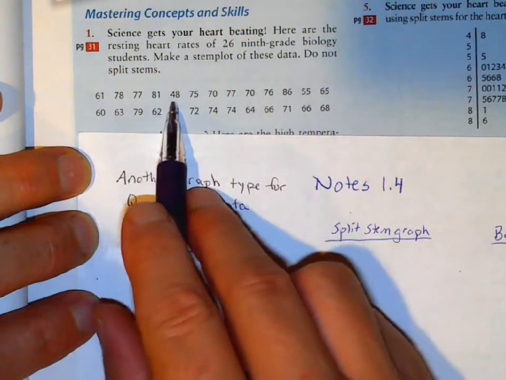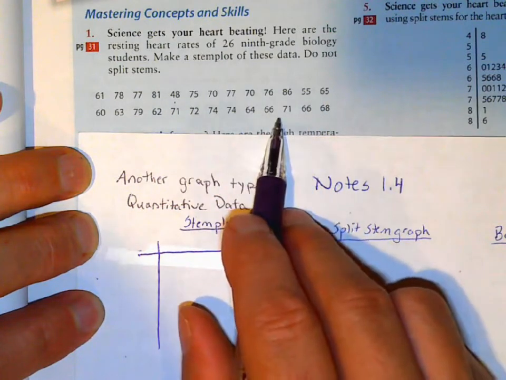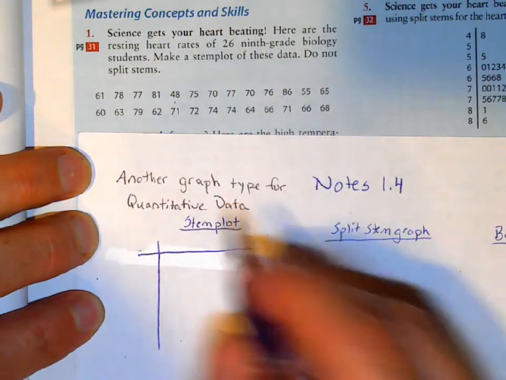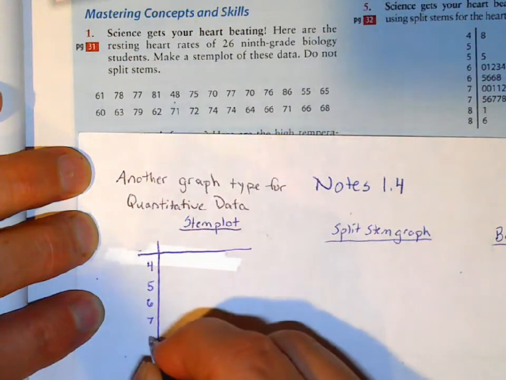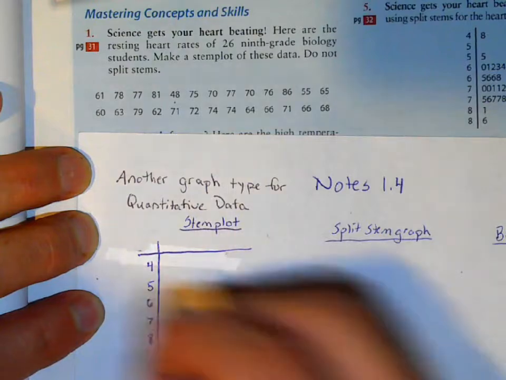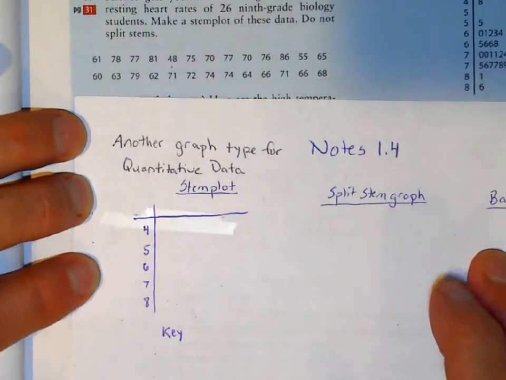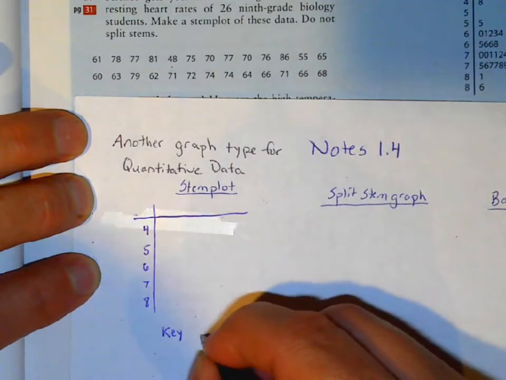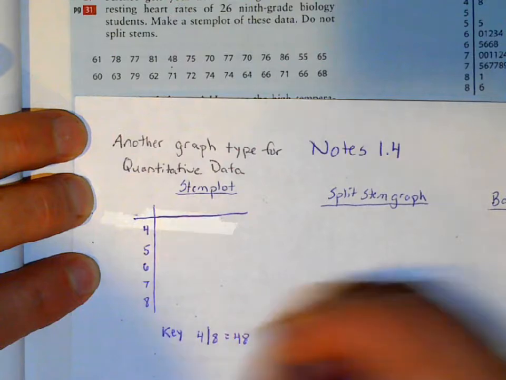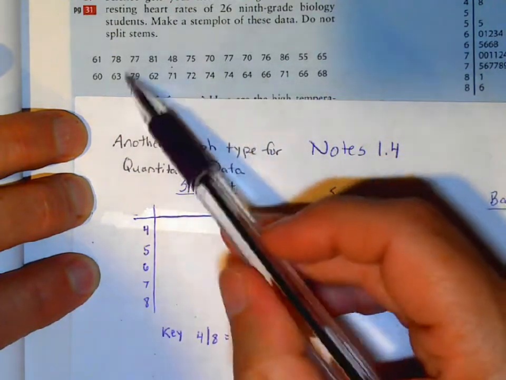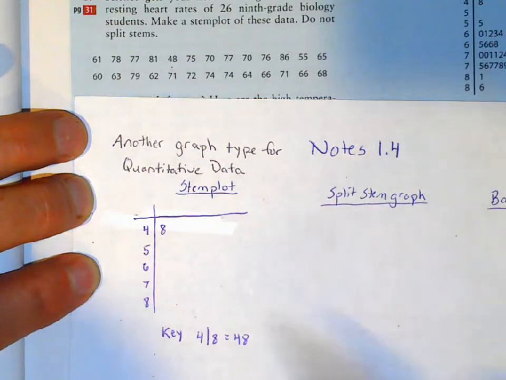If we look at these, it looks like the lowest number is a 40 something, then it goes 50 something, 60 something, 70 something, and 80 something. So we're going to start in the 40s, the 50s, the 60s, the 70s, and the 80s. Okay, so we want to include a key whenever we make these. Move this up a little bit so you can see the key. So if I do 4-8, that means it's going to be 48. And that's our lowest number there, the 48 right there.